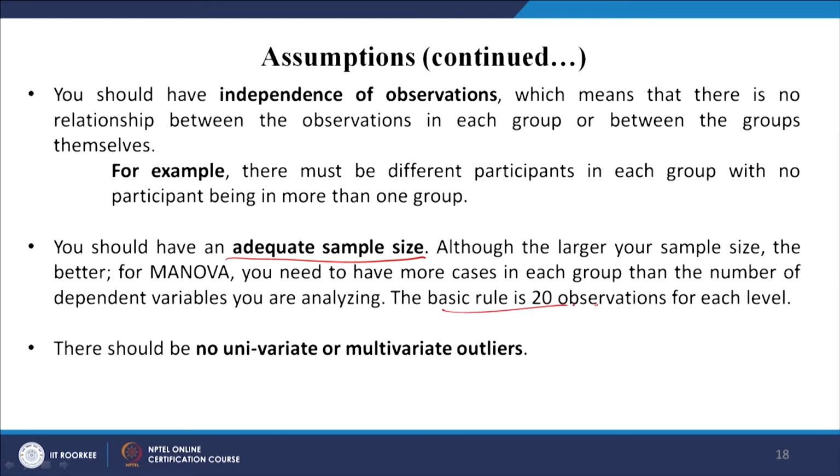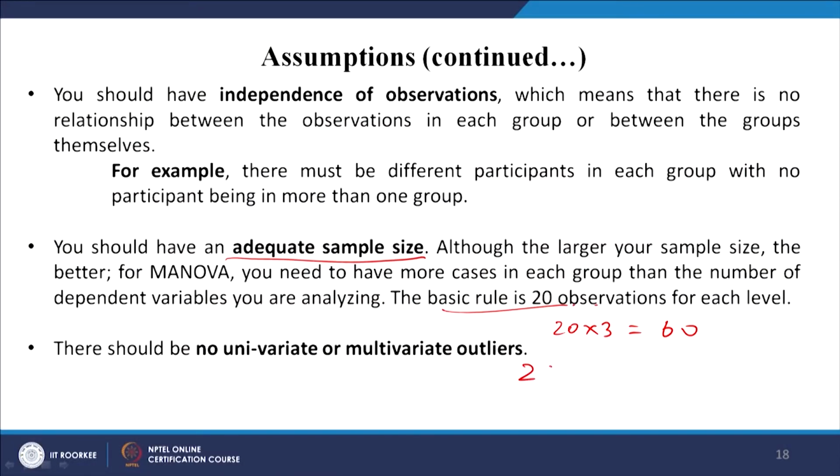The basic rule is 20 observations for each level. So, suppose you have one factor with 3 levels, what should be your sample size? 20 into 3 is equal to 60. Suppose you have 2 factors with 2 levels each. So, 2 into 2 into 20, how much is it becoming? 80. So, it goes on. So, you can find out.